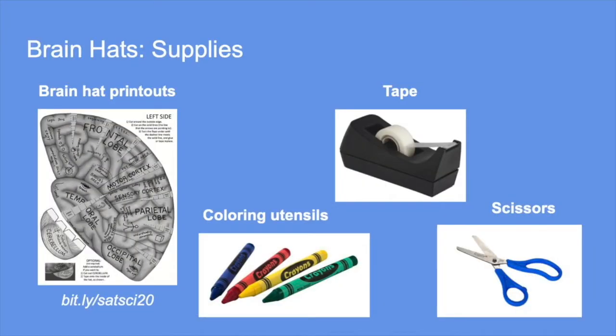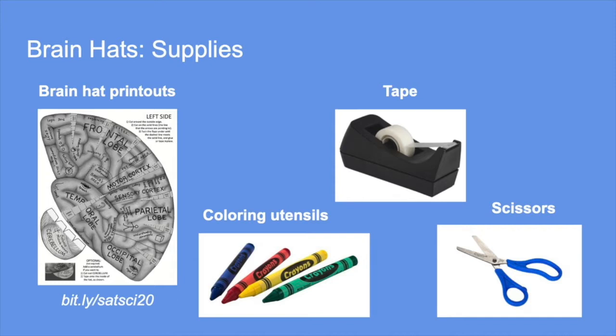My name is Nick. I am a graduate student at Columbia University, and I'm interested in studying how memories are made and stored in the brain of a mouse. Today we'll be making our very own brain hats, which we can use to show off which parts of our brains do different things.